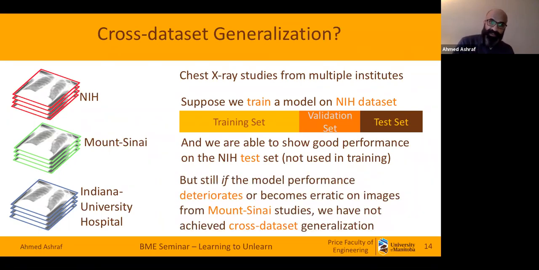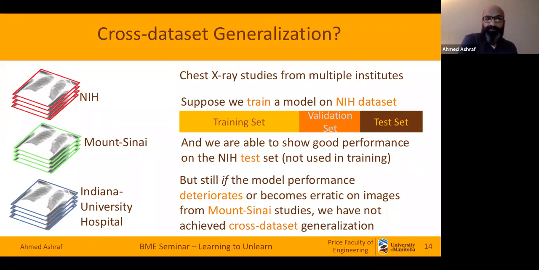However, if you now test that same model on, let's say, images from another source, maybe from Mount Sinai Hospital, and suddenly your model performance goes down or starts behaving in a totally erratic way and producing noisy output, then of course, first of all, we are not getting any cross data set generalization. And in the first place, we should also be suspicious of the performance that we were getting on NIH. Maybe that was just a coincidence.